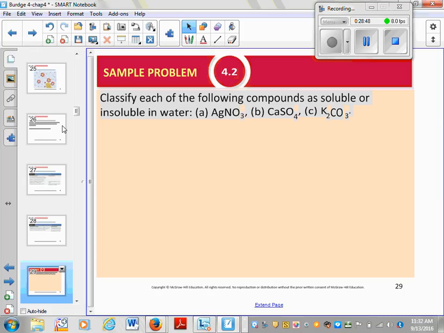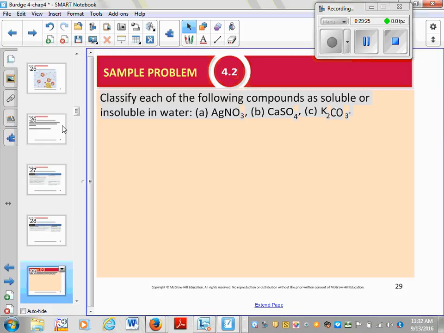Calcium sulfate. You say it is what? What about sulfates? They're what? Okay, what are the exceptions? Calcium, one of the exceptions? Oh, so now that makes it insoluble.